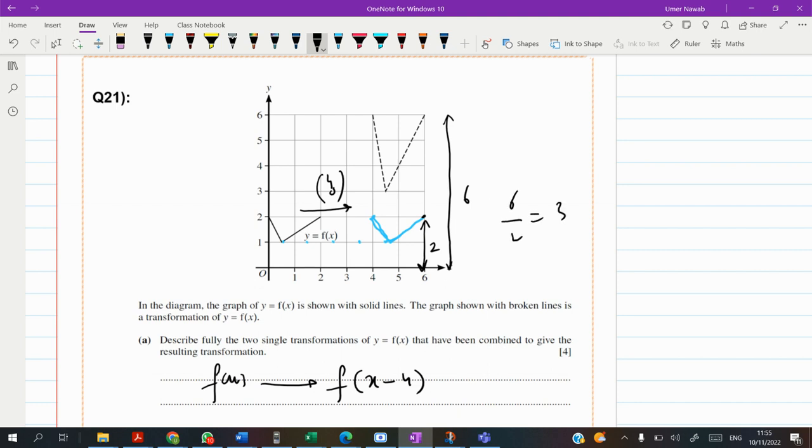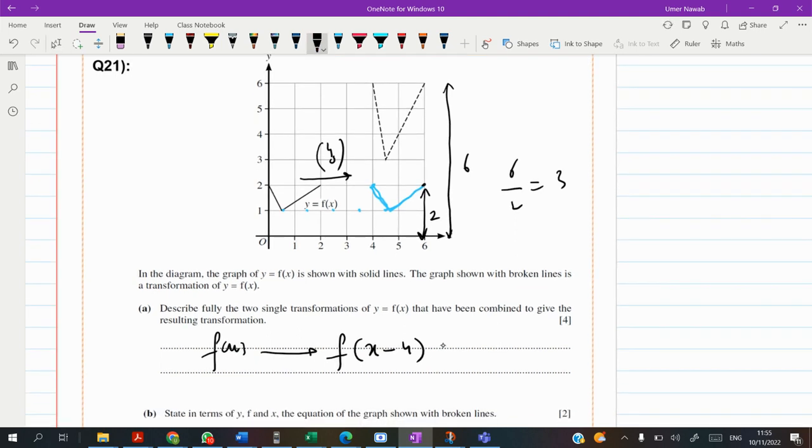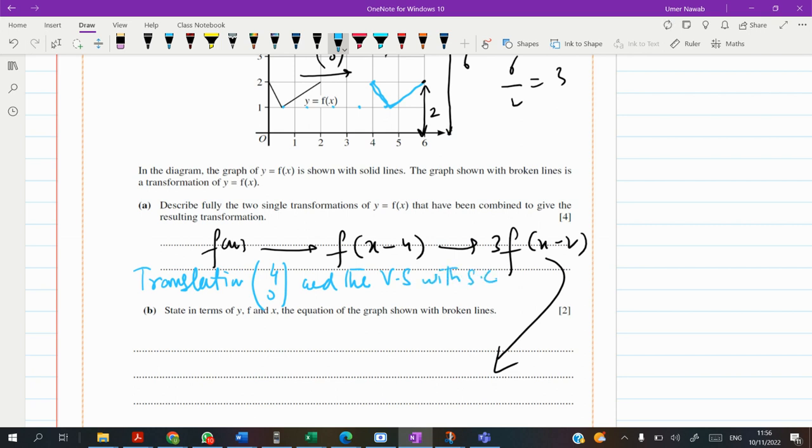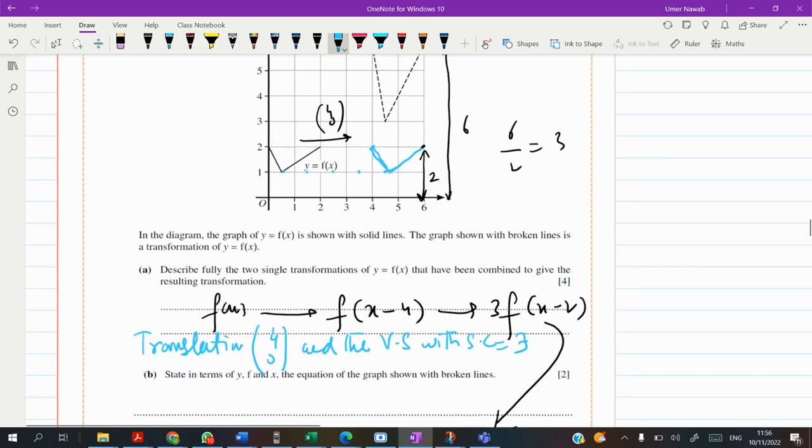So 6 divided by 2, it gives you 3. The scale factor is 3. Every point has moved 3 times up, so scale factor is 3. So it's a vertical stretch because it is moving along the y-axis. So I'm going to write 3f of x minus 2. What type of transformation is it? This answer you should write over here, and over here you should write that first it is translation with (4, 0), and then vertical stretch with scale factor 3. Clear?